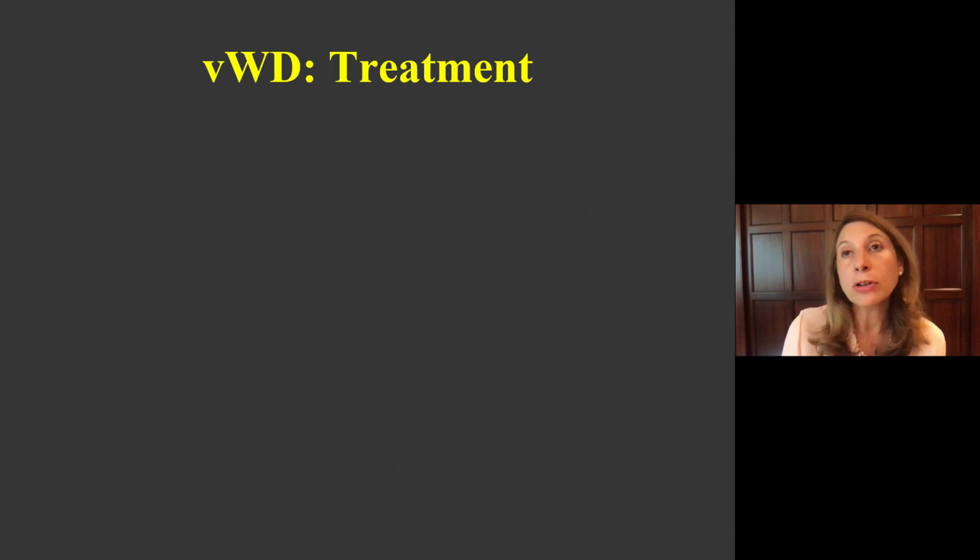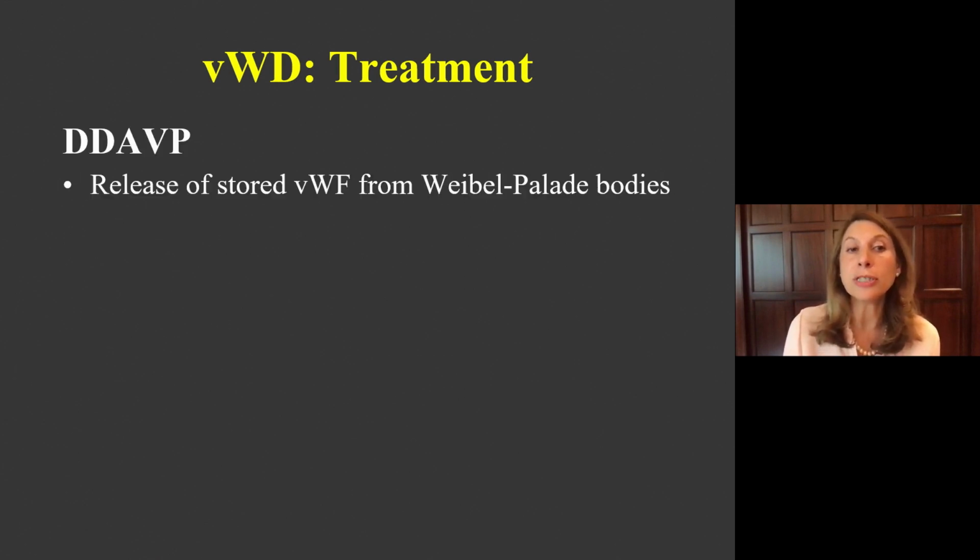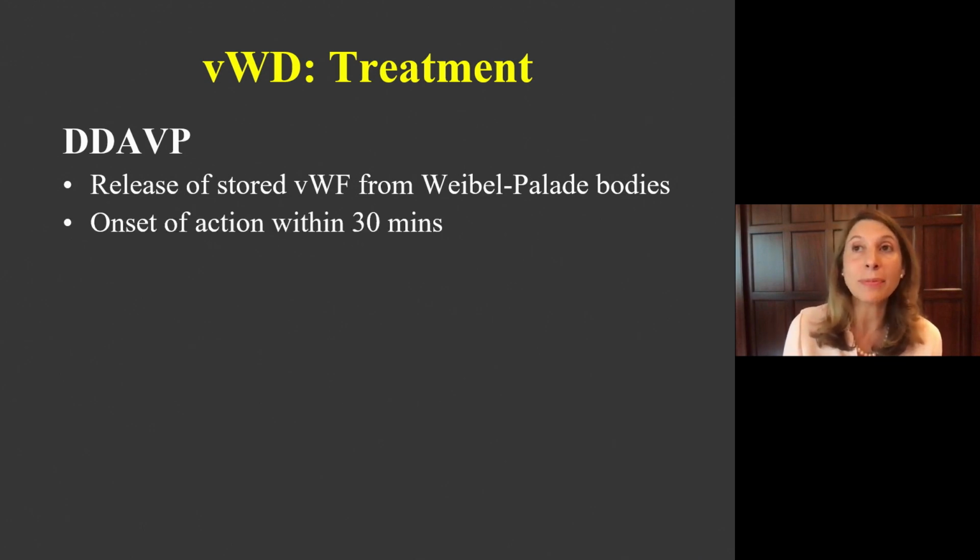So what really should happen with these patients is that we should be diligent at the time of delivery to check their levels. We have a number of different options for treating patients. We can use desmopressin or DDAVP. What this does is release the stores of von Willebrand factor from the Weibel-Palade bodies in the endothelial cells. But remember, if they have a type 2 and they have a qualitative problem, the von Willebrand factor that's released will still have that qualitative deficiency.